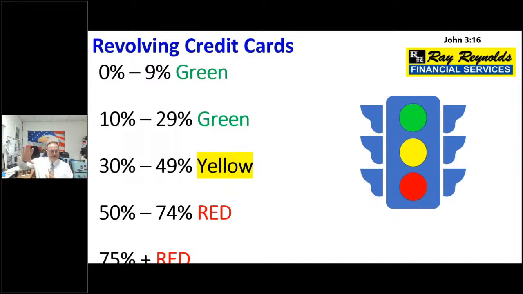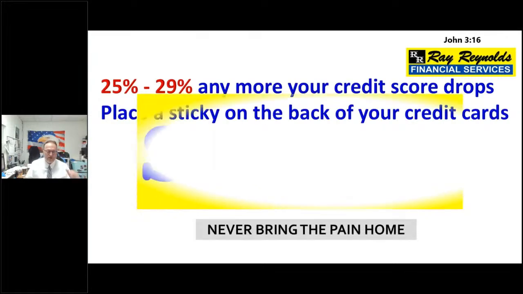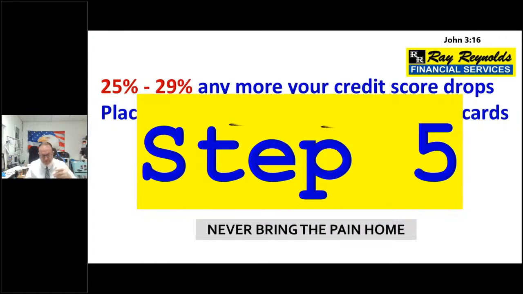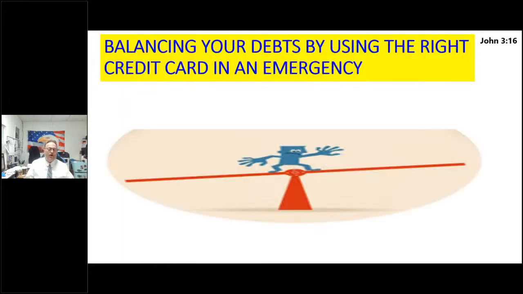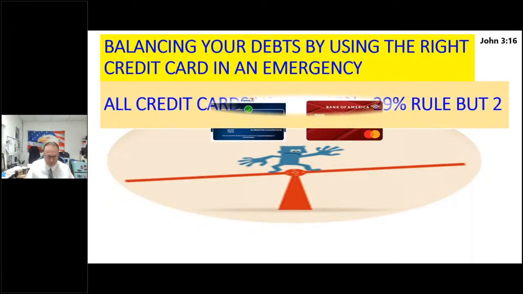When I designed this years ago for TRW, which became Experian, 0 to 29 is green, 30 is yellow, 50 is red. All your credit dashboards say that now. So guess what we get to do? We're going to balance our debt. Step number 5. So understand today, all cards fluctuate but 2. So if we do the 25-29% rule, our score will maintain 750.